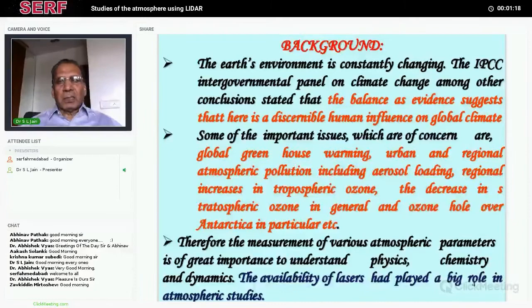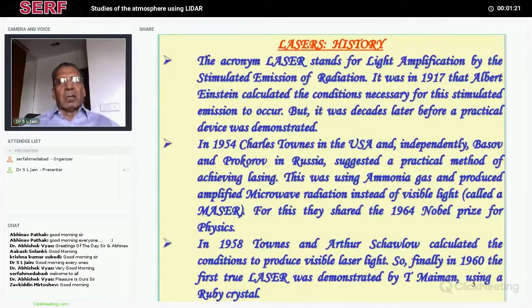The availability of lasers played a role in atmospheric studies. The history of the lasers is like this. The acronym laser stands for light amplification by stimulated emission of radiation. It was in 1917 that the great scientist Albert Einstein calculated the conditions necessary for stimulated emission to occur, but it was decades later before a practical laser device was demonstrated. In 1954, Charles Townes in USA independently, and Basov and Prokhorov in Russia, suggested a practical method of achieving lasing.